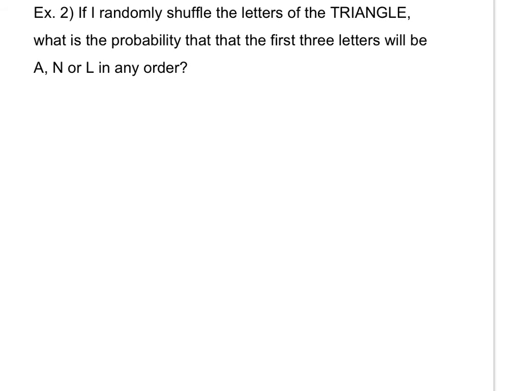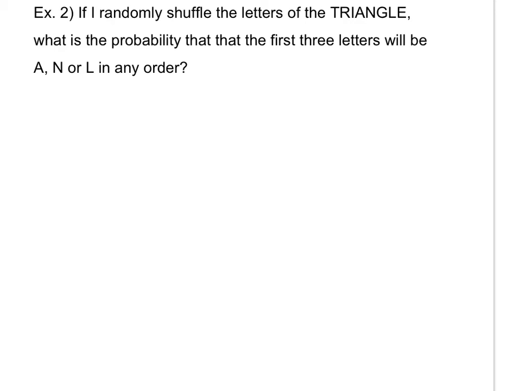So I'm going to randomly shuffle the letters of the word triangle. Okay, so that's the word triangle. What is the probability that the first 3 letters will be A, N, or L in any order? So in this case, we're going to think about how many possible ways I could arrange the letters of the word triangle. How many possible outcomes are there? Okay, so you think about, we have 8 positions. How many choices have I got for each one? And that will give you the bottom of the probability fraction.